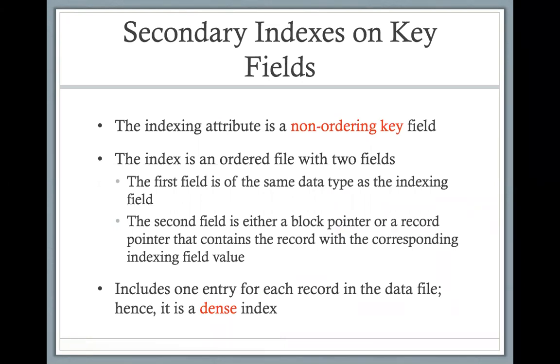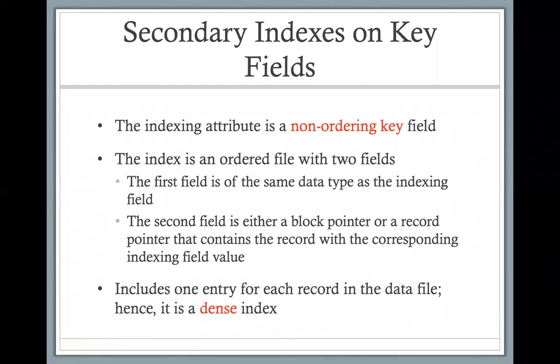Okay, so we first start on a secondary index on key fields. What does it mean, key fields? It means that the column or the attribute is unique, right? There is no repetition inside of it. You don't have two records with the same value for this field. And I want to create an index on this field.